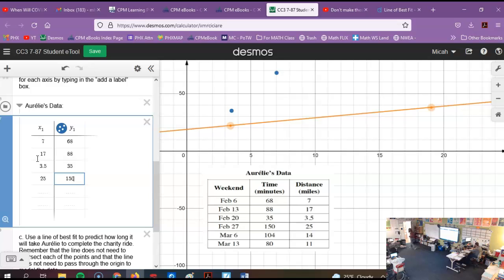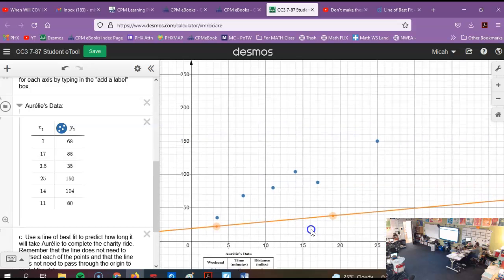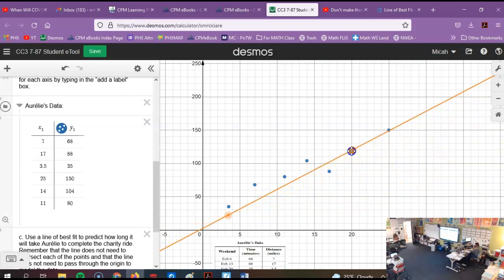25 and 150. This graph was broken. 14, 104, 11, 80. This actually makes it pretty good. If we zoom out on the graph, there seems to be a relative trend. Now drag your orange points to try to match that trend. So if I drop right here, I've kind of got like 2 points above, 2 points below, and I'm sort of going through 2 of the points.